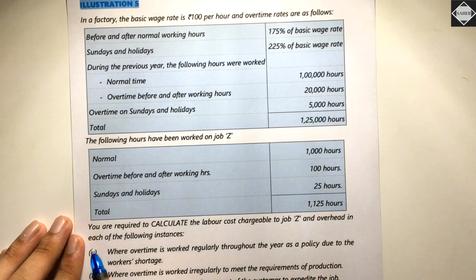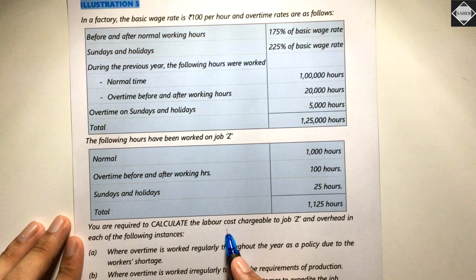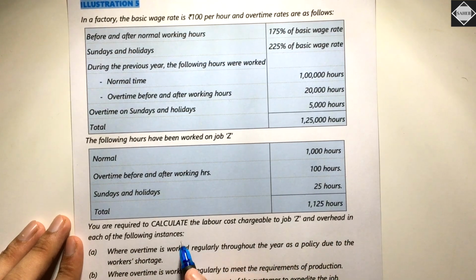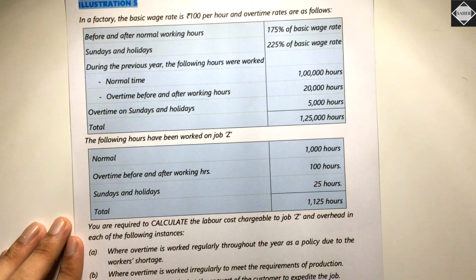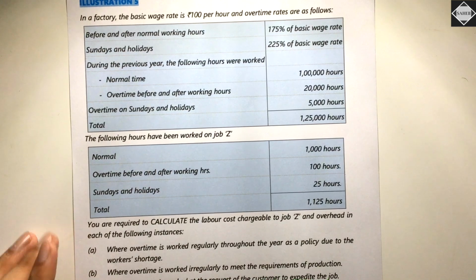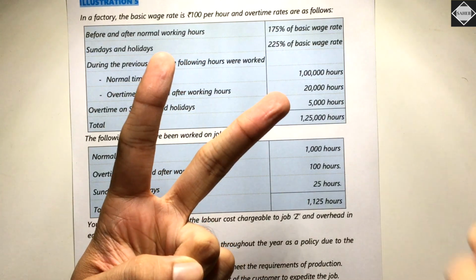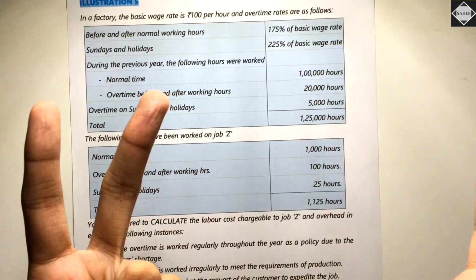Then the requirement of this question is, see here, you are required to calculate the labor cost chargeable to job Z and overhead in each of the following instances. Now see, the requirement is very simple. You have to calculate how much employee cost is chargeable to the job Z and overhead also, because in some cases, suppose for example there is overtime due to fault of any department, then what do we do? We charge the overtime premium to what? To the department's overhead.